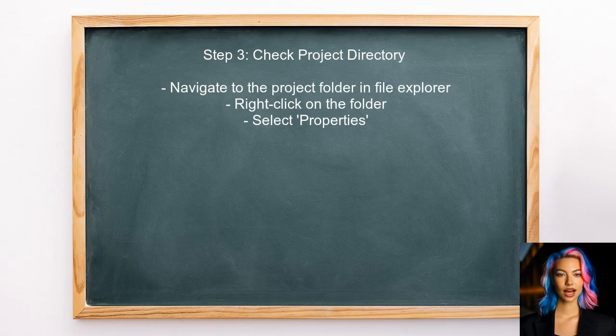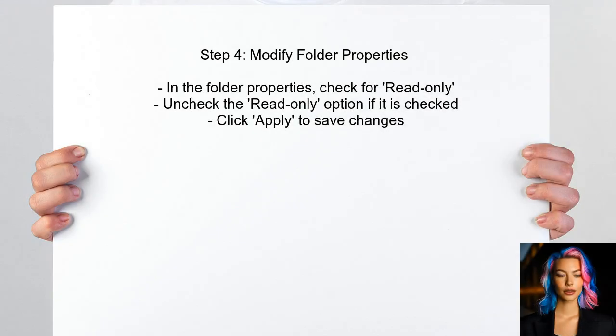Next, the user should ensure that the project directory itself is not set to read-only. They can do this by navigating to the project folder in their File Explorer, right-clicking on the folder, and selecting Properties. In the folder Properties, the user should again check for the read-only attribute. If it is checked, they need to uncheck it and apply the changes.